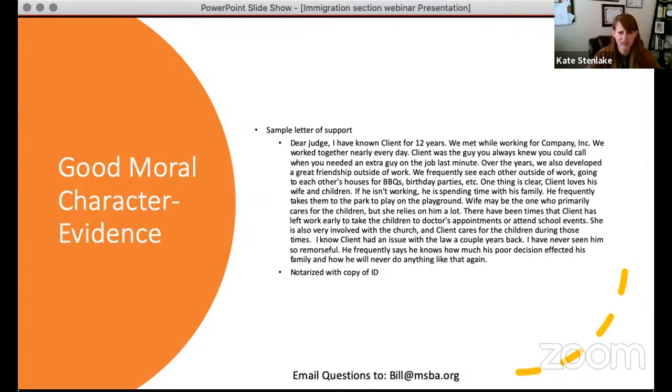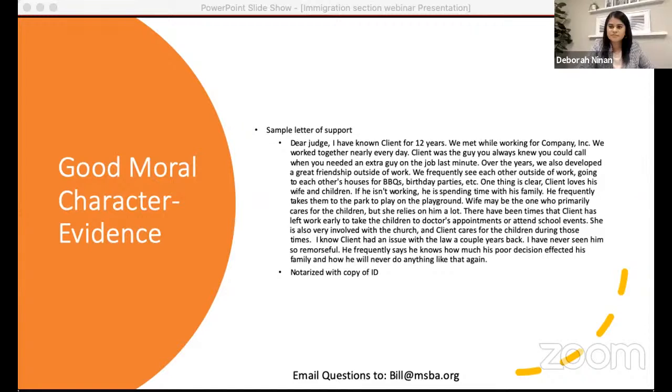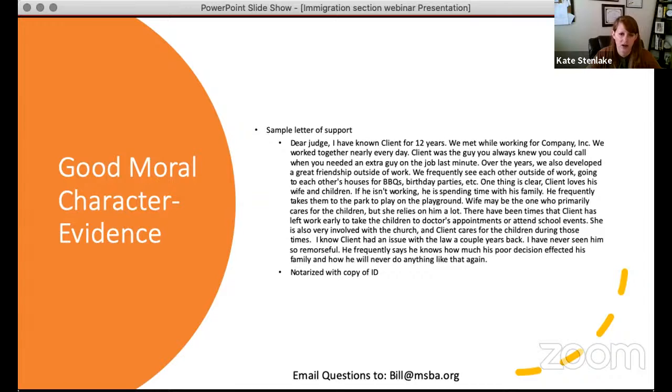And then I really don't give clients sample letters of support, because if you do, chances are you're going to get 15 letters that pretty much say the same thing, and that is not good. You want to tell the people writing the letters of support that the more detailed, the more specific to your client and their lives, the better. So for instance, mentioning, we really like going to their house for barbecues or birthday parties, or we go to the park. That really adds the human side.